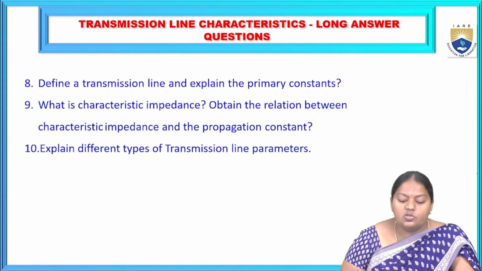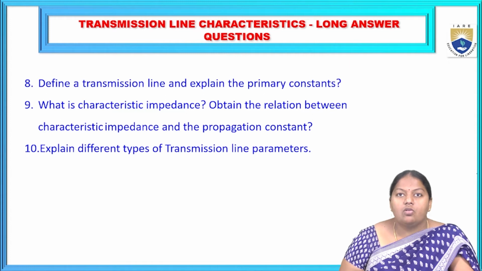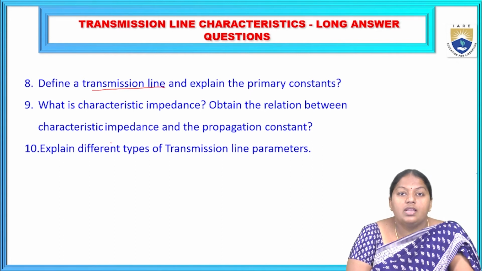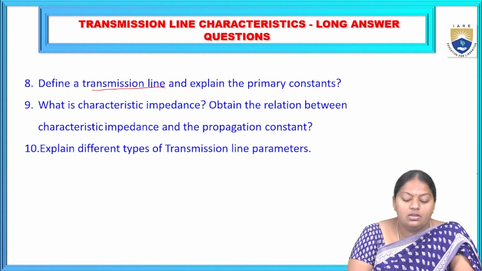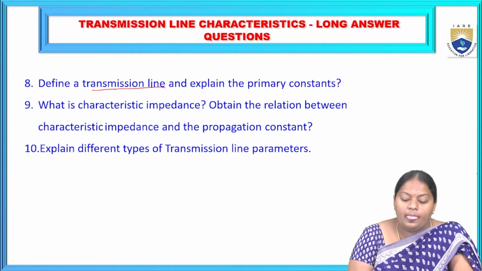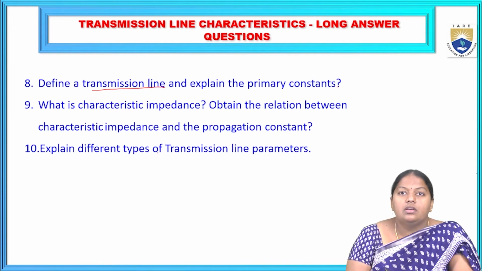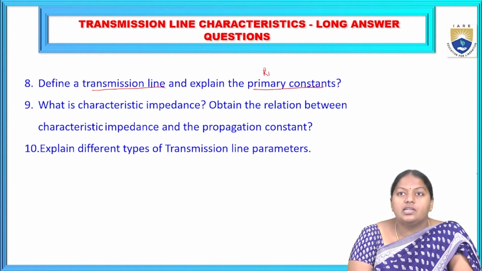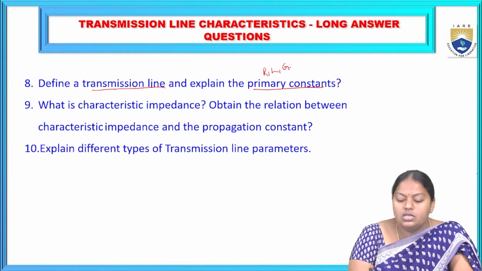Next, define a transmission line and explain the primary constants. A transmission line is a two-way conducting system in which electrical signals or energy are transferred from one region to another region, or one point to another point, or source to destination. To define it, a physical connection must be established between two nodes. There are four primary constants of a transmission line. Those are R, L, G, C.